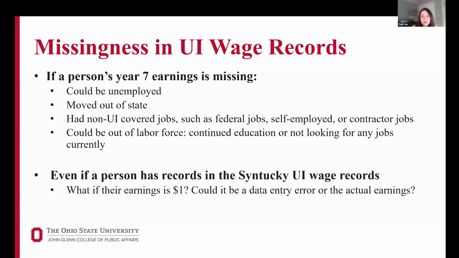Also, another thing worth thinking about is that even if you can see a person has records in the Kentucky UI wage records, what if the record you are seeing is that their earning is $1 during a specific quarter? Could that be a data processing issue, or could that be the actual earnings for that person?